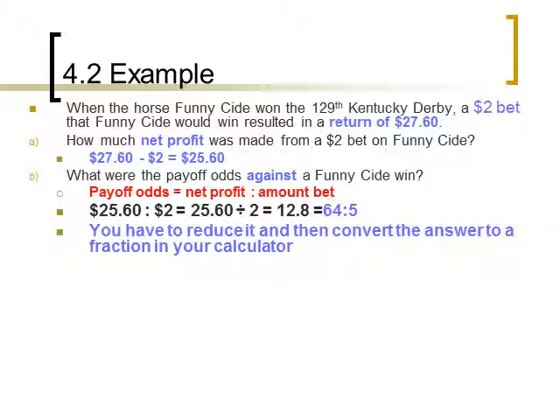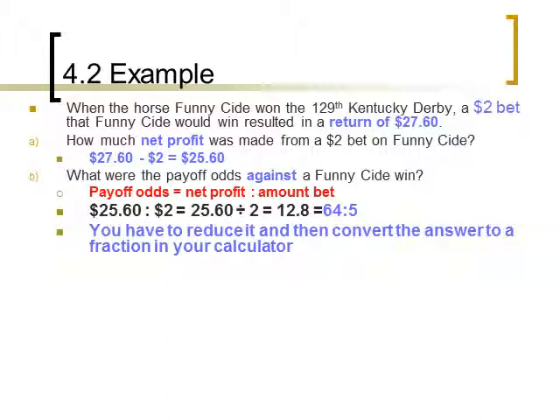What were the payoff odds against a Funnyside win? Payoff odds, remember, by definition, equals net profit to amount bet. Well, we just figured out that the net profit is $25.60, so we have 25.60, and then the amount bet was $2, so 25.60 to 2. Now from here, what I'm doing is looking for a way to reduce this fraction 25.60 to 2. So my suggestion is to use division first and see what you get. So 25.60 divided by 2 equals 12.8.